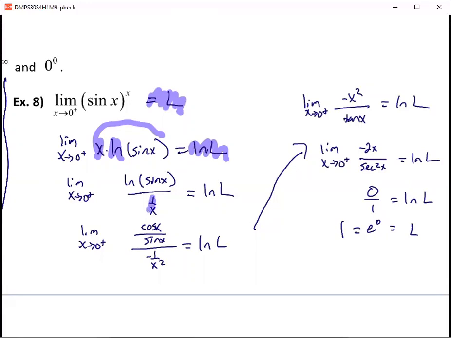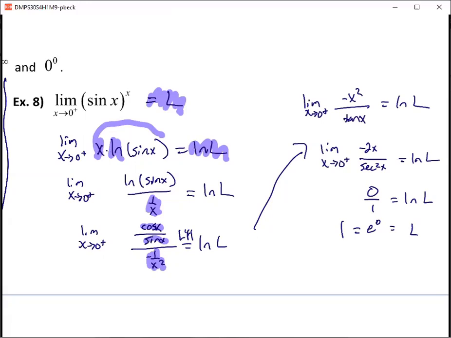So once again, we can write that x as 1 over x in the denominator. And by L'Hopital's rule, these limits are equivalent to each other. So the derivative of the natural log of sine is the derivative of what's inside over what's inside. The denominator is negative 1 over x squared. And now when we plug in 0, we will get cosine of 0, which is 1. So 1 over 0 over 1 over 0.